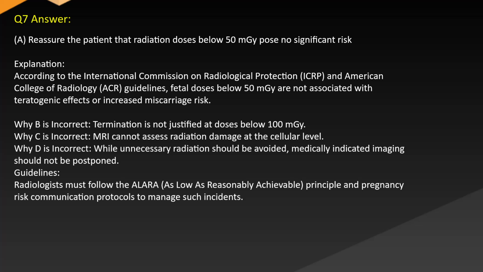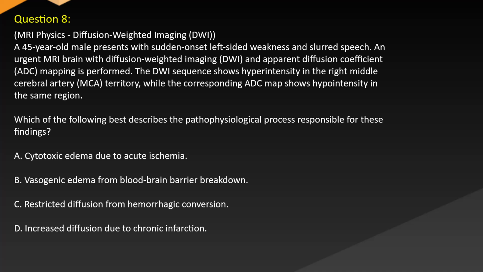Explanation. According to the International Commission on Radiological Protection, ICRP, and American College of Radiology, ACR, guidelines, fetal doses below 50 mGy are not associated with teratogenic effects or increased miscarriage risk. Why B is incorrect. Termination is not justified at doses below 100 mGy. Why C is incorrect. MRI cannot assess radiation damage at the cellular level. Why D is incorrect. While unnecessary radiation should be avoided, medically indicated imaging should not be postponed. Guidelines. Radiologists must follow the ALARA, as low as reasonably achievable, principle and pregnancy risk communication protocols to manage such incidents.